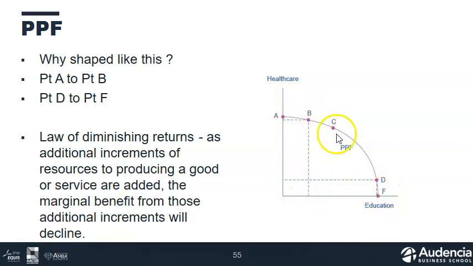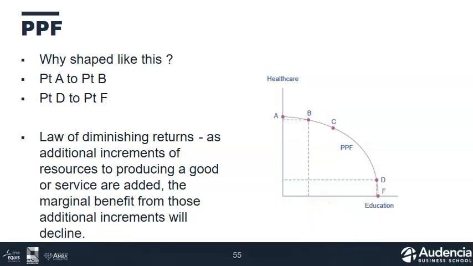Okay? And so we have this law of diminishing returns because I'm using factors of production that are not as efficient. Here I'm going to use very efficient teachers. I give up a little bit of healthcare. I get a lot of education. But as I continue and continue and continue, at some point, to get a little bit more education, I have to use up a lot of healthcare workers because I'm taking from the best people.